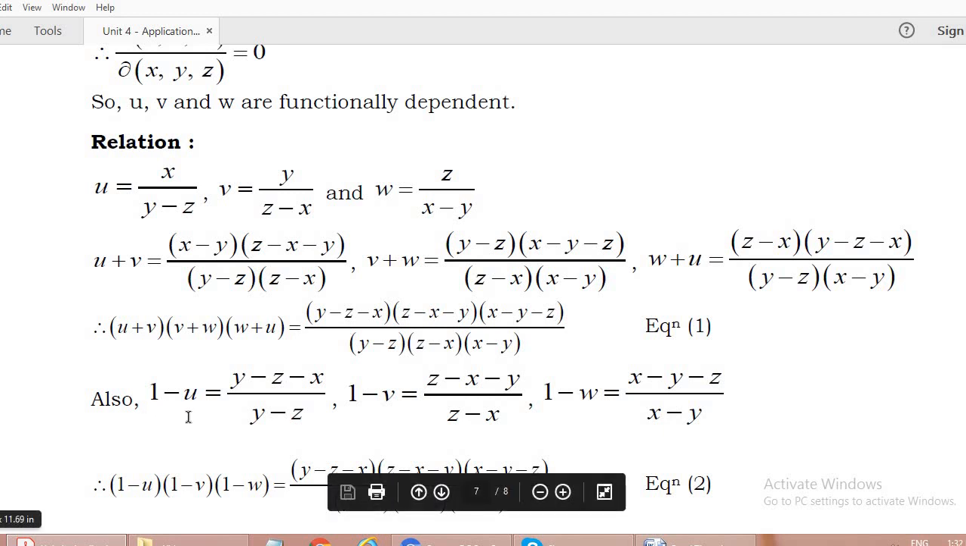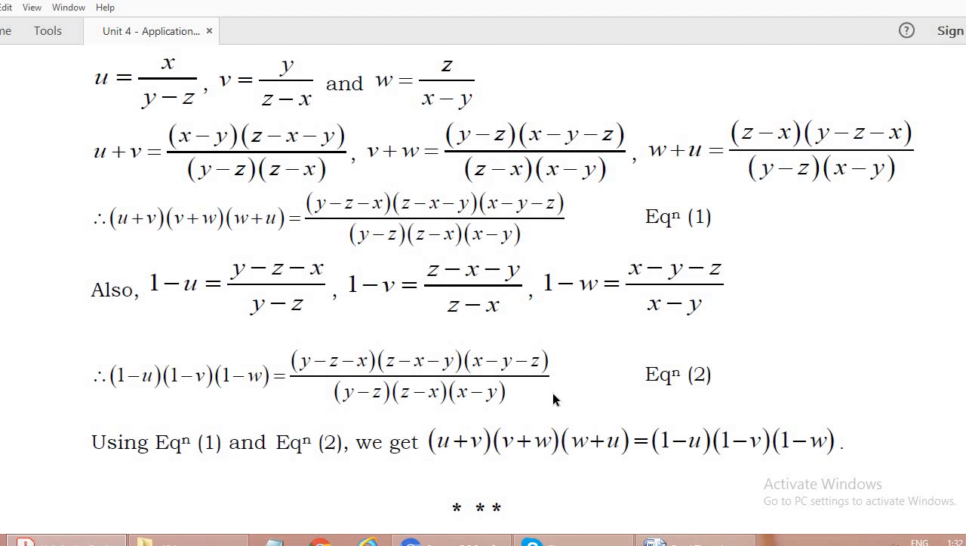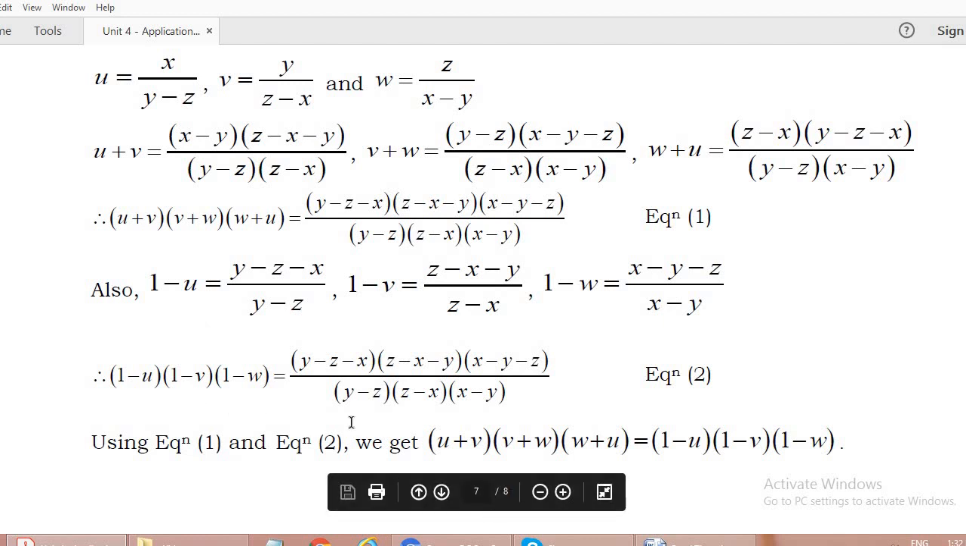I will find 1 minus u. 1 minus u equal to y minus z minus x upon y minus z. Similarly, we can find 1 minus v, 1 minus w, and let us take the product. And the product is written in equation number 2. We see that in equation 1 and equation 2 we have right hand sides the same, and hence the left hand sides must also be the same, and thus the relation among u, v, and w is u plus v into v plus w into w plus u is equal to 1 minus u into 1 minus v into 1 minus w.